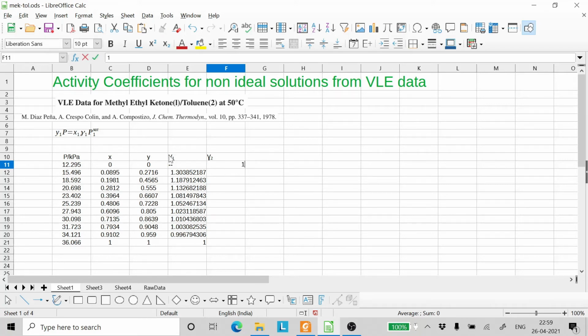Now the value of gamma 2 at zero concentration of methyl ethyl ketone will be 1. That is because we have pure toluene solution here. And the value of gamma 2 for other points is calculated as 1 minus the concentration of methyl ethyl ketone in the vapor phase. So this is 1 minus concentration of methyl ethyl ketone, which is the concentration of toluene, multiplied by the pressure, divided by the concentration of toluene in the liquid phase multiplied by its vapor pressure.